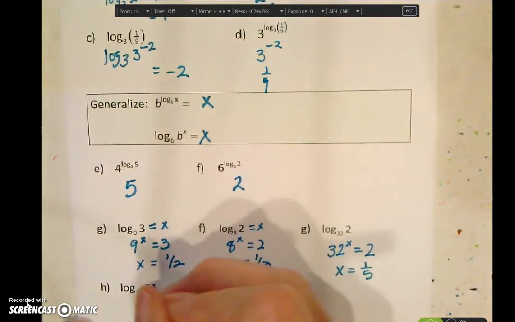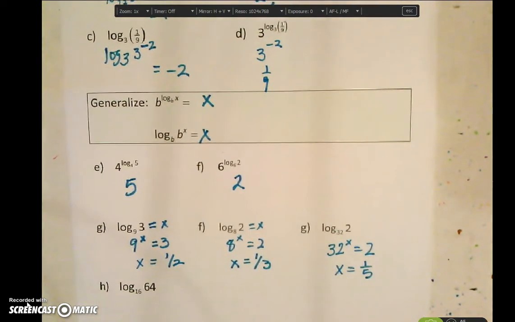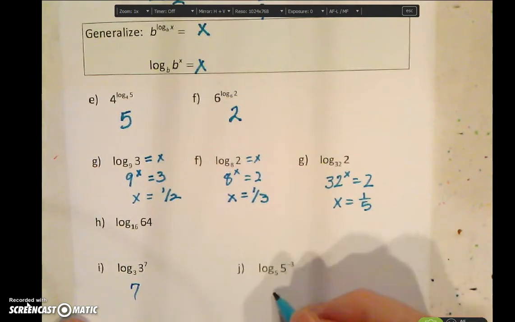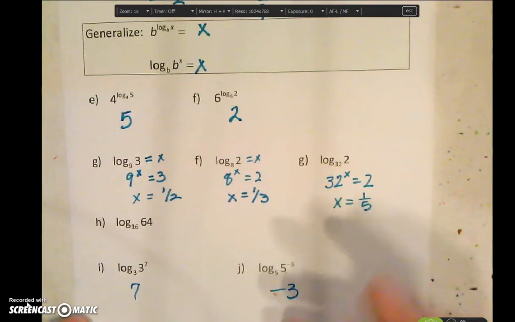Here, this does not look like it's going to be quite as easy. We'll put that off and we'll do that next class. I won't make you do this. So this is going to be 7. And here, j is going to be, you can see those bases are the same, -3.